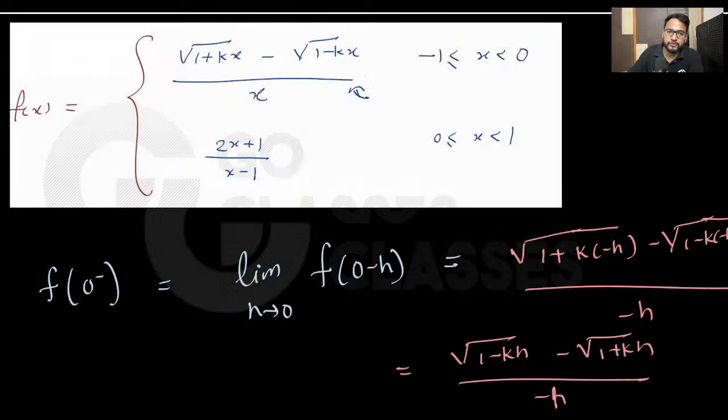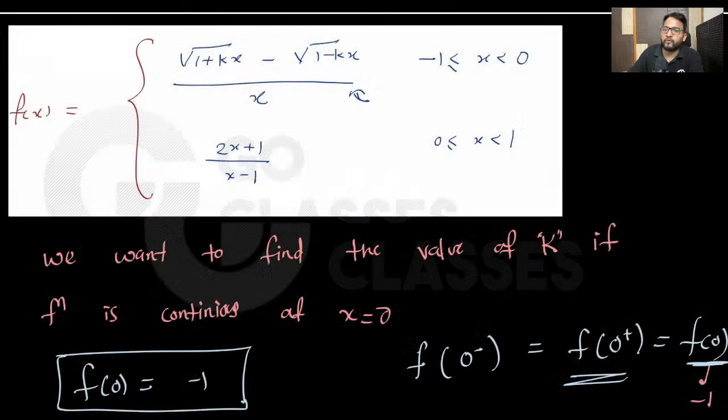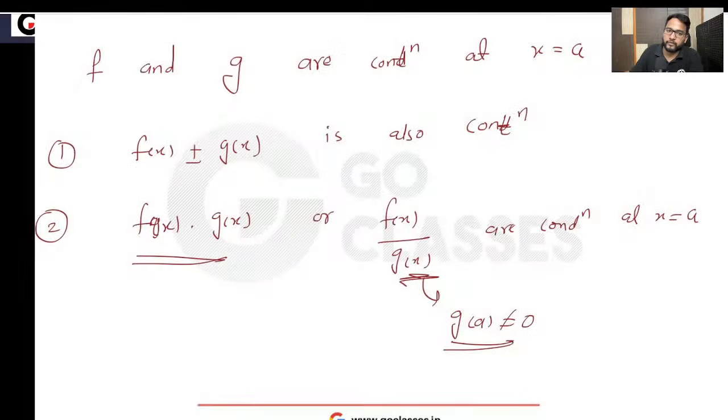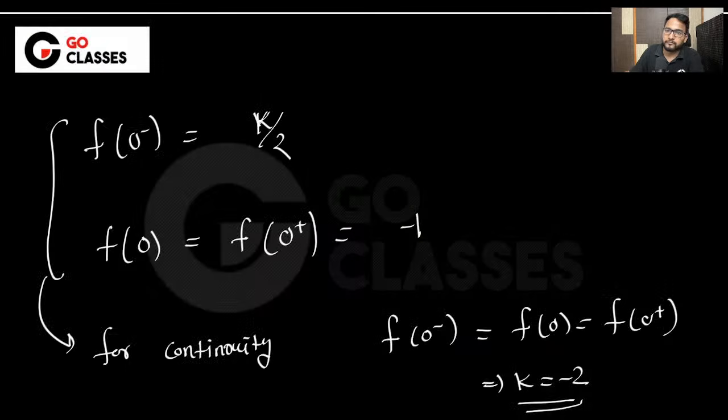So this was the question which was given to us, right? We want to find out the value of k such that this function is continuous at x equal to 0. So at 0 minus, 0 plus, you need to find out all of this quantity, and then you can equate all of them, then you can find out the value of k. Okay, cool.